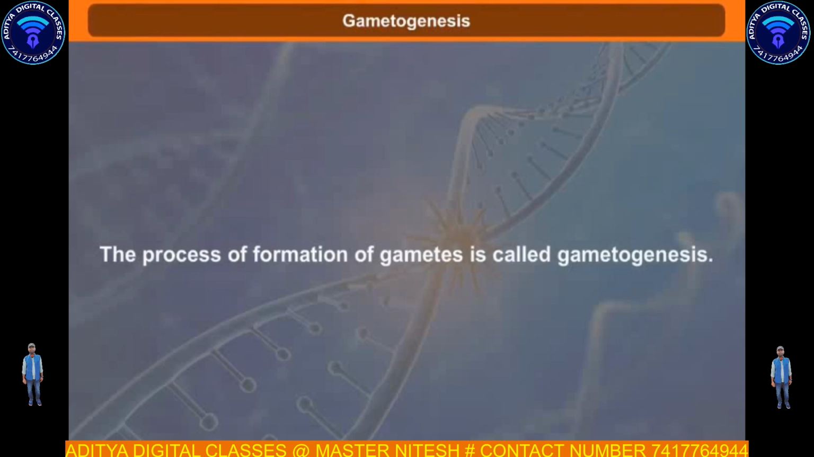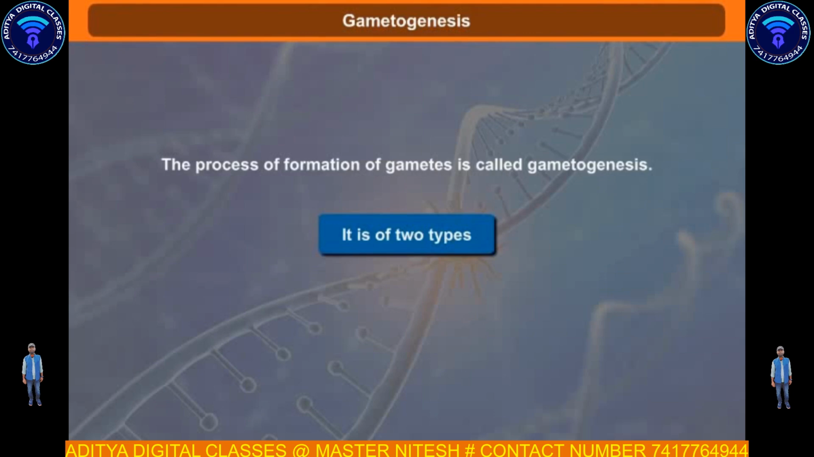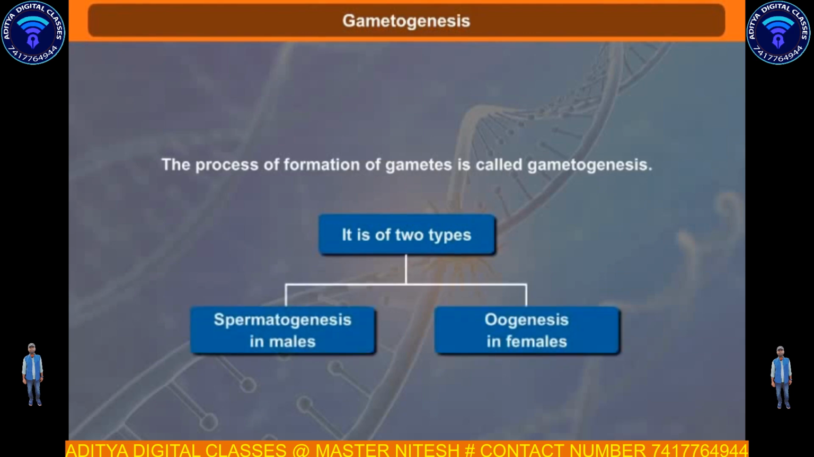Gametogenesis. The process of formation of gametes is called gametogenesis. It is of two types: spermatogenesis in males, oogenesis in females.